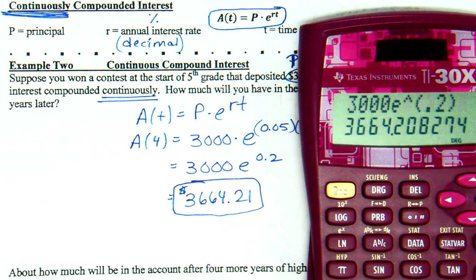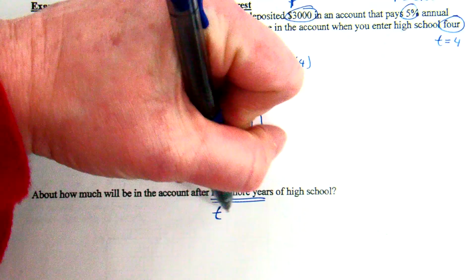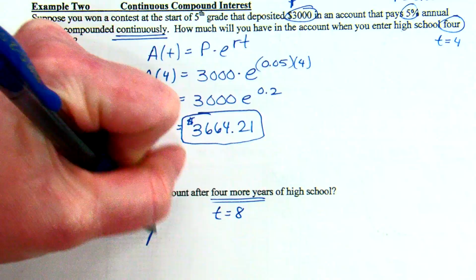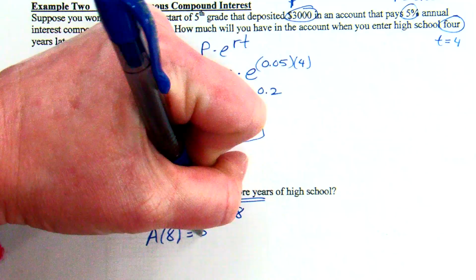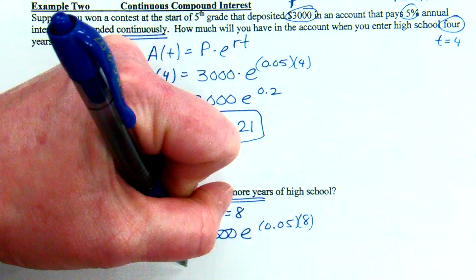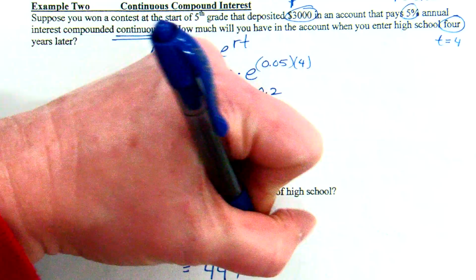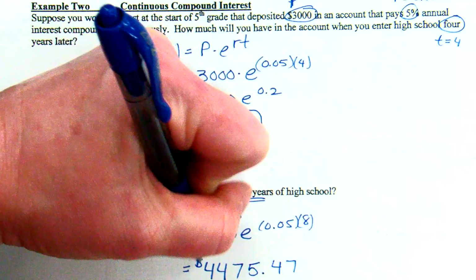Here's the deal, guys. Can you get my answer? Yeah. What was different on Part B? So 4 more years means I would be doing what? T is 8. So you're doing A of 8 is 3,000 E to the 0.05 times 8. If you do this correctly, $4,475.47. Okay.